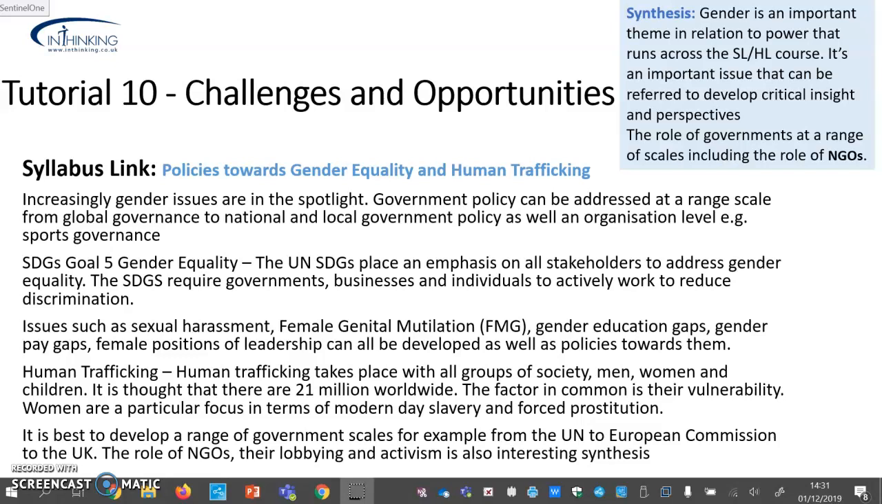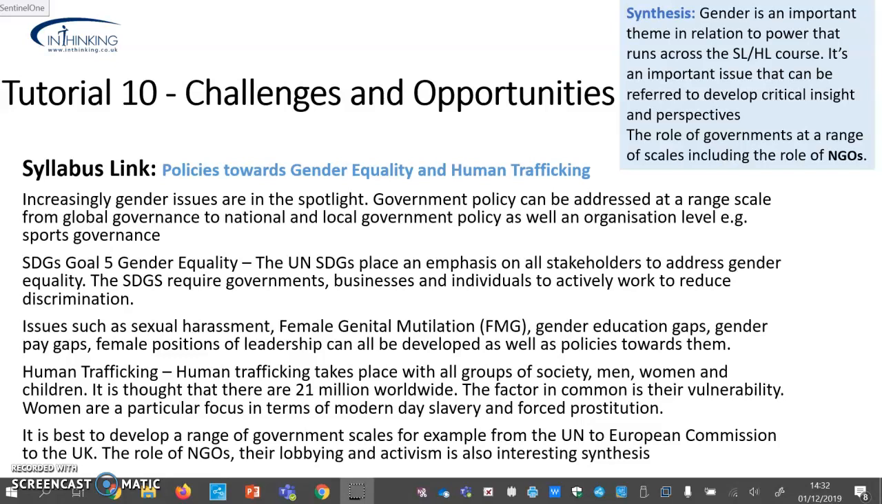So the first thing I'd say is that the gender issue is certainly in the spotlight. It's one of these really contemporary, current themes. We see it in the news time and time again, so it's a good idea to be up to date, to be considering relevant stories that are pushing this issue. And we're going to look at this from a global governance through to a national, down into the local government policy. At the global scale, we really do need to be thinking about SDGs and the United Nations role.